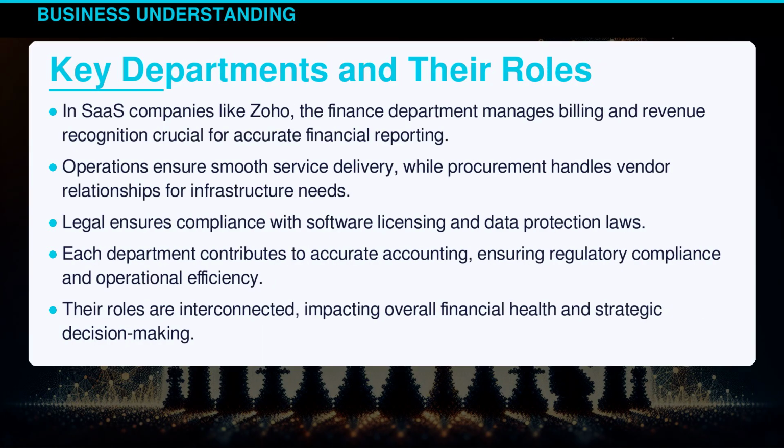In SaaS companies like Zoho, the finance department manages billing and revenue recognition, crucial for accurate financial reporting. Operations ensure smooth service delivery, while procurement handles vendor relationships for infrastructure needs. Legal ensures compliance with software licensing and data protection laws. Each department contributes to accurate accounting, ensuring regulatory compliance and operational efficiency. Their roles are interconnected, impacting overall financial health and strategic decision-making.